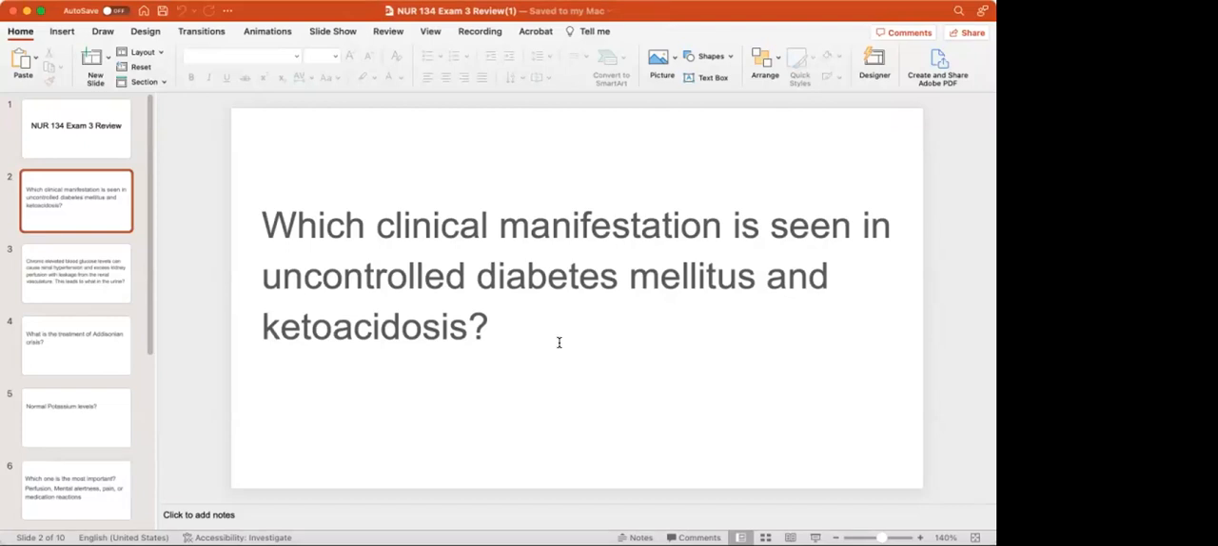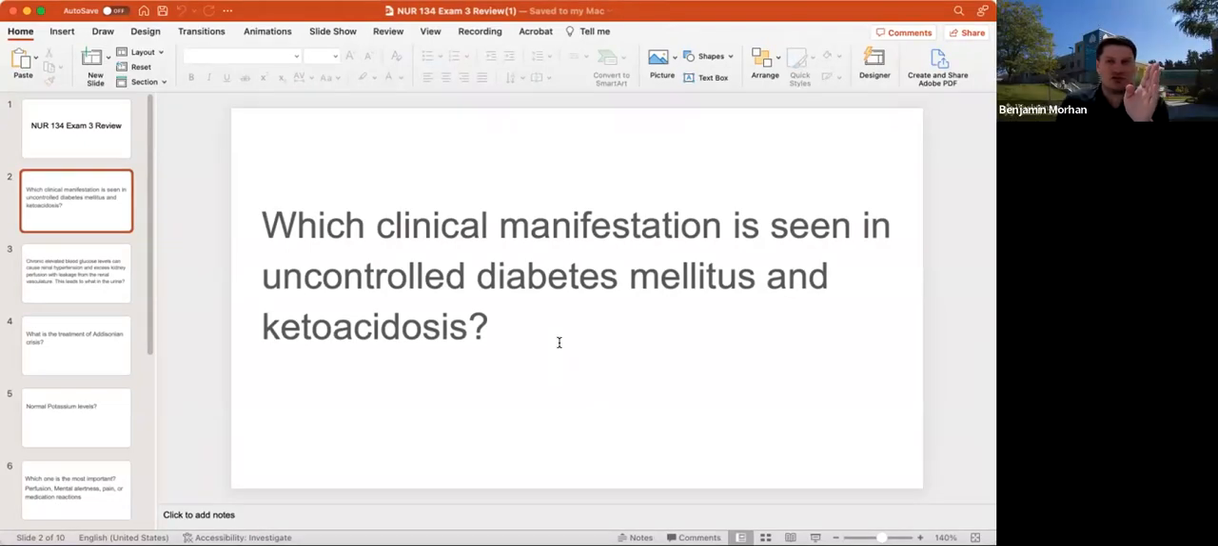Okay, so you guys were able to distinguish between diabetes 1, diabetes 2, HHS, DKA, all of that. So be sure to look over that as well. But this is the kind of question that I'm going to be asking on the exam.